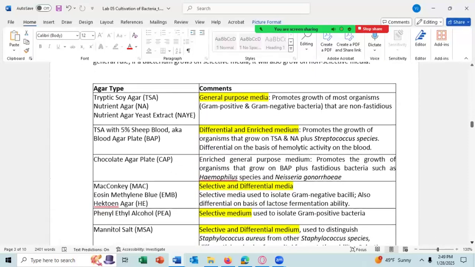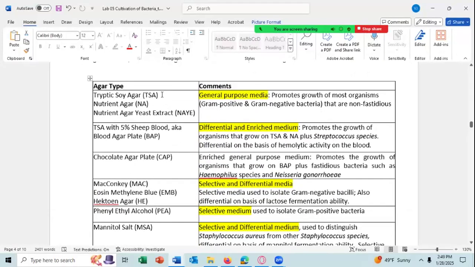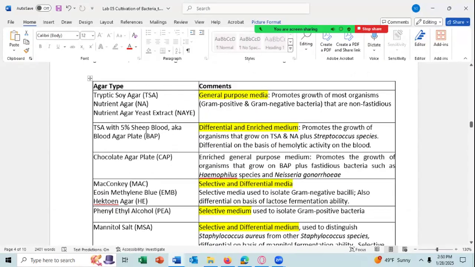So this table is showing you the different types of media. We have general purpose media, including tryptic soy agar or TSA, nutrient agar, NA, nutrient agar with yeast extract. And then we have differential and enriched medium, and blood agar plate is one of those. It's differential because it can differentiate on hemolytic activity.